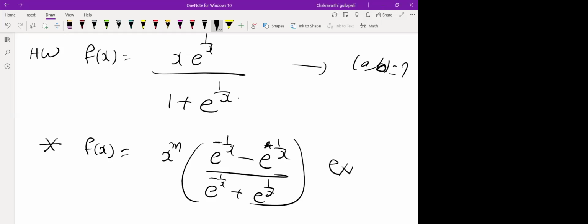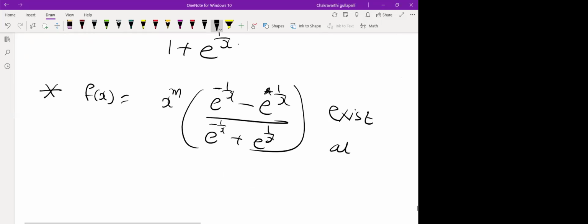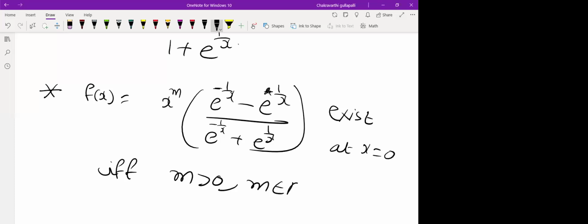Exist at x equal to 0 if and only if m is a real number, positive real. Real number అంటే ఫ్రాక్షన్ కూడా అవ్వచ్చు. x power 1/2 ఉండొచ్చు, x power 1/3 ఉండొచ్చు, x power √2 ఉండొచ్చు. m should be something positive. Positive ఉంటేనే it exists. Otherwise it does not exist.